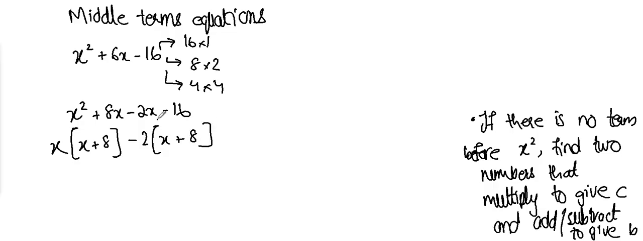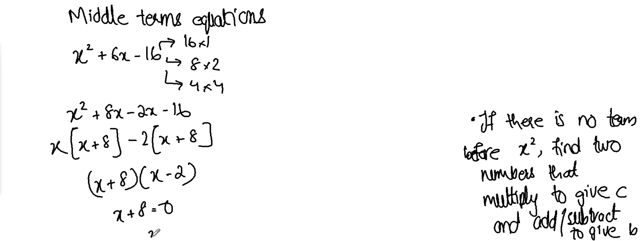Why? Because when we multiply minus with minus, we'll get a plus, right? And secondly, we need to have the same value as the first bracket. So we'll have two brackets, x plus 8 and x minus 2. So x plus 8 equals 0 and x minus 2 equals 0. So we get x equals minus 8 and x equals 2.